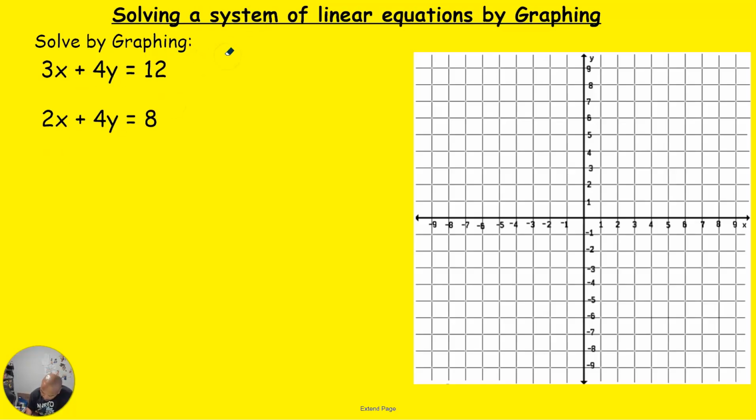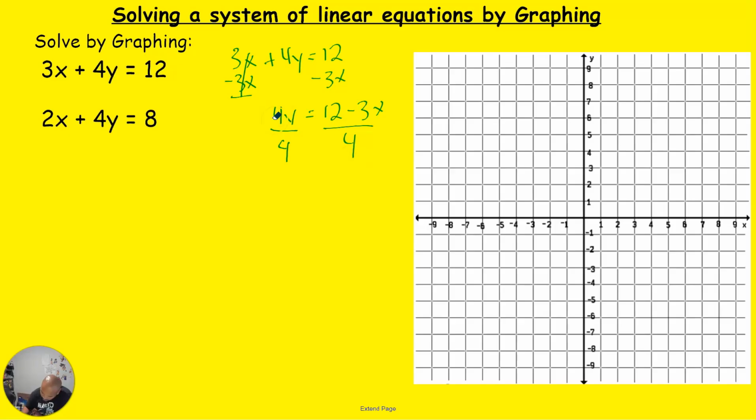Let's start with this one, the first one. I'm going to do it over here. 3x plus 4y equals 12. So we're going to solve for y. We're going to subtract 3x, and we wind up with 4y is equal to 12 minus 3x. Since these are not like terms, we can't combine them, so we just leave it as 12 minus 3x. And then we are going to divide by 4.